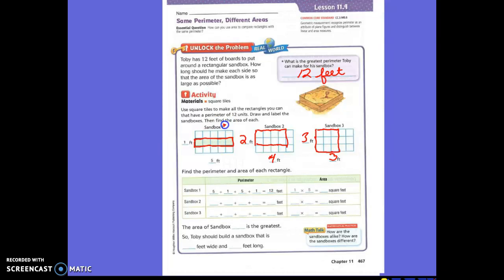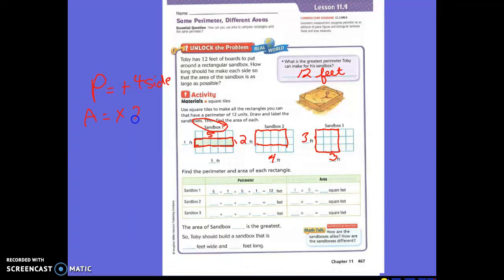On sandbox number 1, you have 5 plus 1 plus 5 plus 1, because for the perimeter, remember, perimeter is all the lines, which equals 12 feet. And then the area is where you multiply just 2 of the side lengths. Perimeter, you add all 4 sides. Perimeter is where you add, and you add 4 sides. Area is where you multiply.